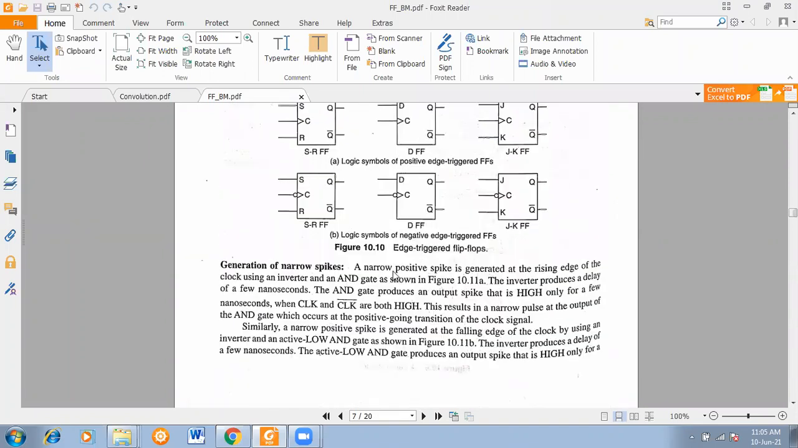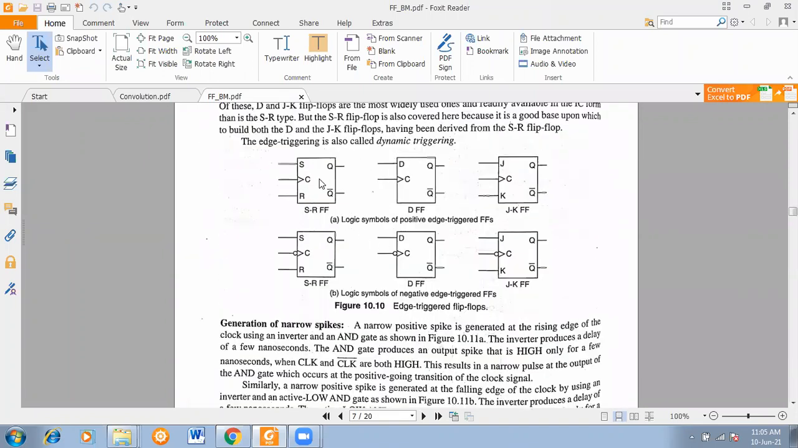So that's why symbolically I have shown here. That is called positive edge trigger. That is SR flip flop, D flip flop, that is JK flip flop. Just a few moments after, we'll start JK flip flop. Now here look, the bubble is there, and the greater symbol. If the bubble is there, then we can say that it's a negative edge trigger flip flop.